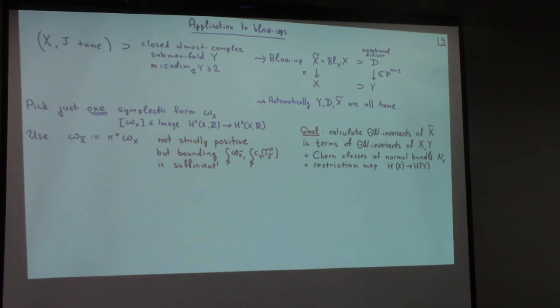And the goal of all the story is to use this point around which we make all the expansion, and calculate Gromov-Witten invariants of X tilde in terms of Gromov-Witten invariants of X, Y, Chern classes of the normal bundle to Y, and the restriction map comparing homology and comparing varieties in this case. So it will be a certain universal formula, which all this procedure will give.